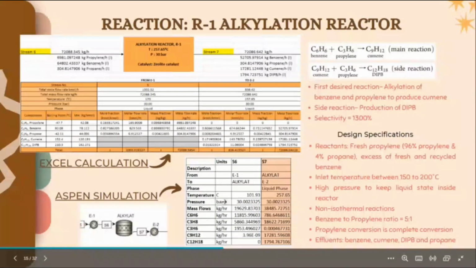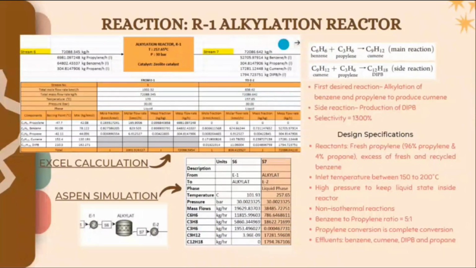The first main unit is reactor 1, which is an alkylation reactor. There are two reactions involved in this reactor. The main reaction is the desired reaction, alkylation of benzene and propylene to produce CUMENE, and the other one is the side reaction for the production of DIPB. The design specification for this reactor is an inlet temperature between 150 to 200 degrees Celsius.